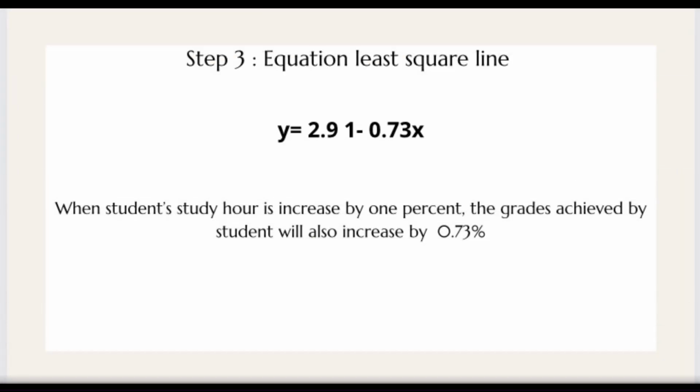And then the final step is to write the equation of the least square line. After all the calculations, we have found y equal to 2.91 plus 0.73 multiplied by x. So we can conclude that when the student study hours increase by 1%, the grade achieved by the student will also increase by 0.73%. Okay, that's all for my part, and thank you.